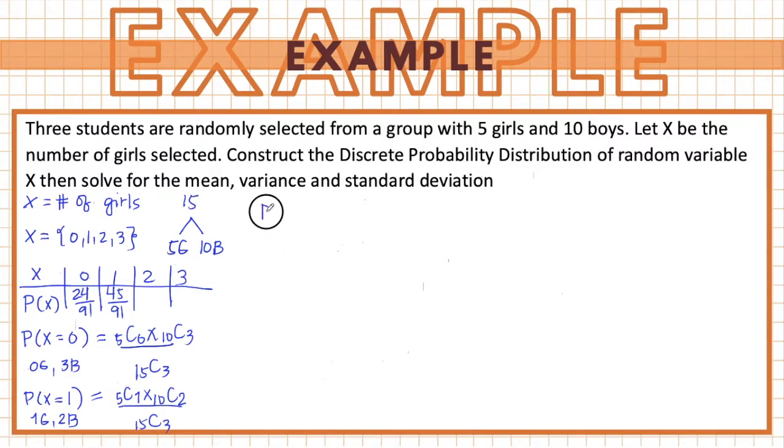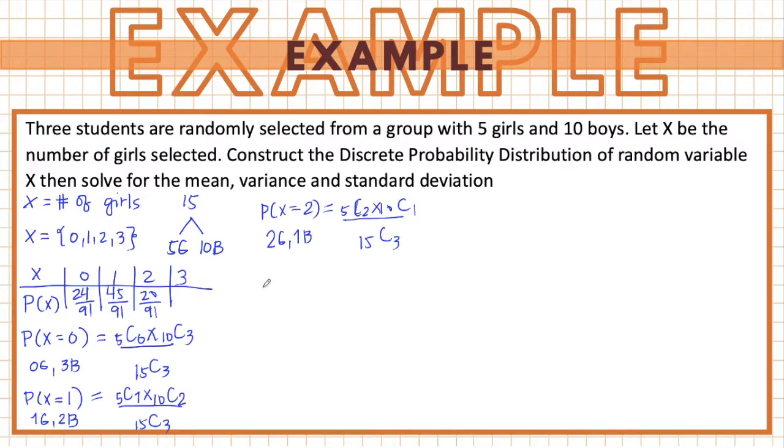Next, probability that x is equal to 2. So here, the favorable outcomes are if we get 2 girls and then the rest are boys, so 1 boy will be selected. So to solve for the number of favorable outcomes, we get 2 from the girls, so that will be 5 choose 2. This is again multiplication. We will be getting 1 from the boys, so that's 10 choose 1 over 15 choose 3. And this is 20 over 91.